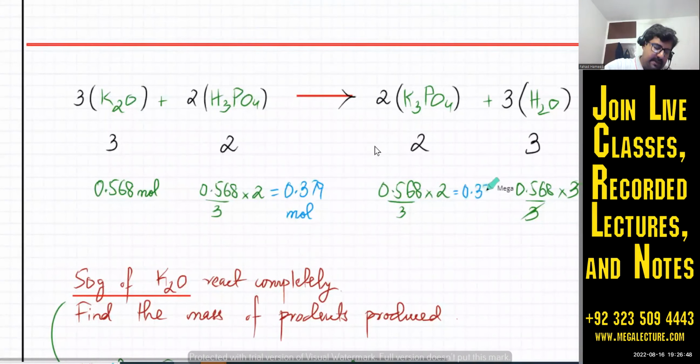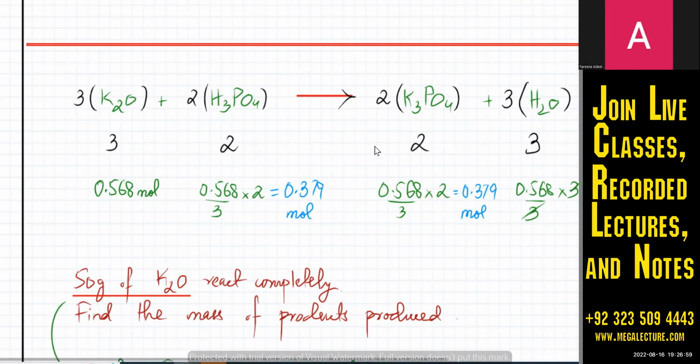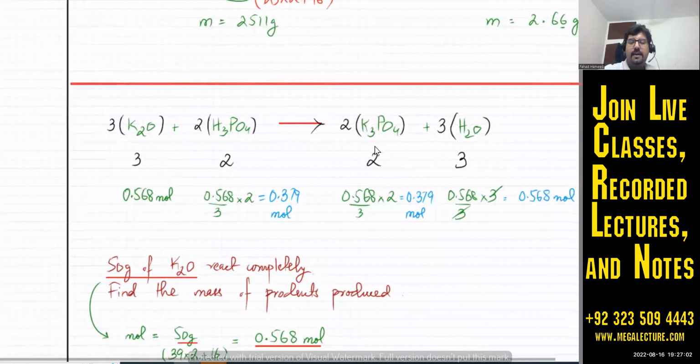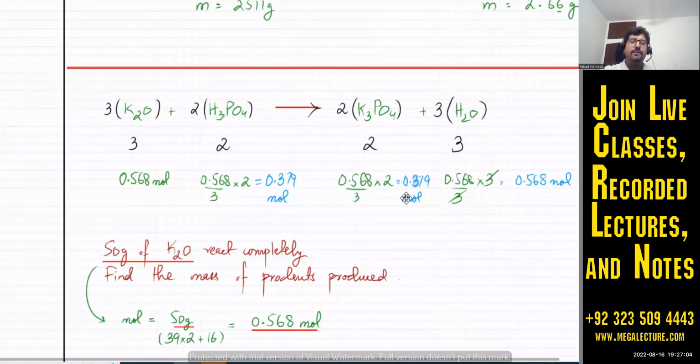It's the exact same calculation, and the 3's get cancelled out. So this is 0.568 moles. Anyway, we found the moles of the first one by using the formula, and then the moles of the others. Remember, the equation ratio is for moles. If you know the moles of one substance, you can figure out the moles of all the other ones using ratios.